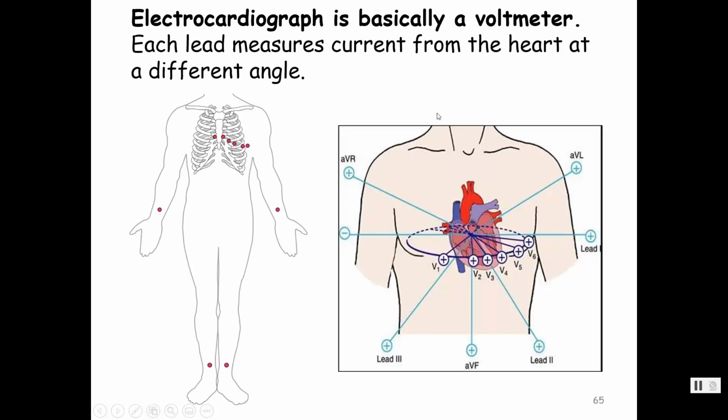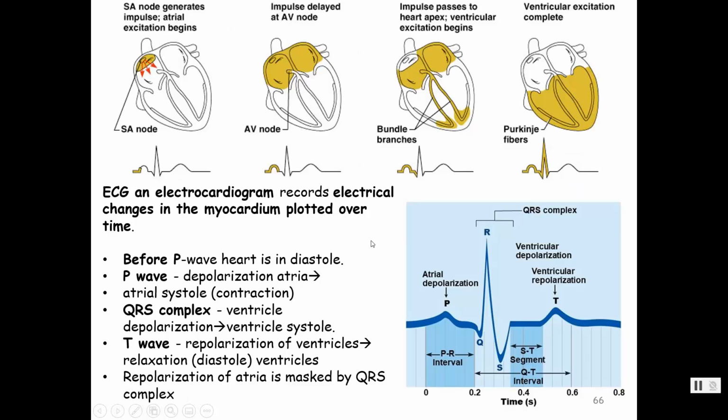So an electrocardiograph, it's a fancy voltmeter. And so there's going to be leads placed on the body. Each lead measures current from the heart at a different angle. So think about an ECG as an electrical snapshot of the heart. What these leads are doing is they're taking a picture from a different direction. Just like if I put a vase of flowers in the middle of the room and said, hey, take pictures of it, you could come at it from all sorts of angles to get a different view. And that's the function of the different leads of an ECG.